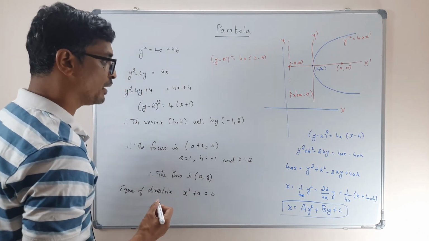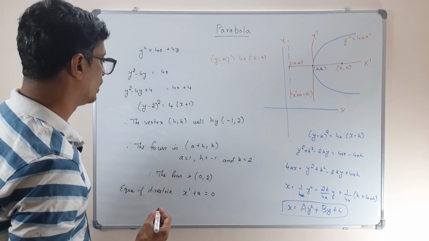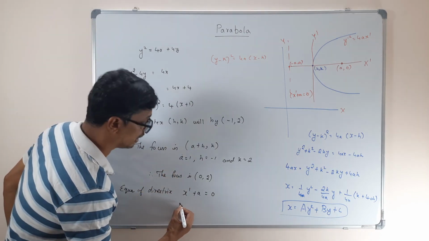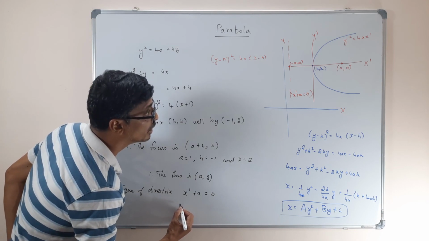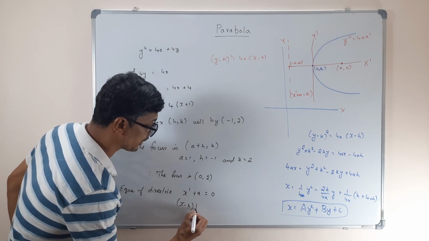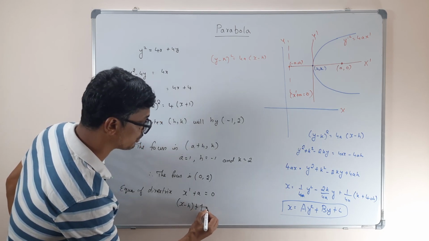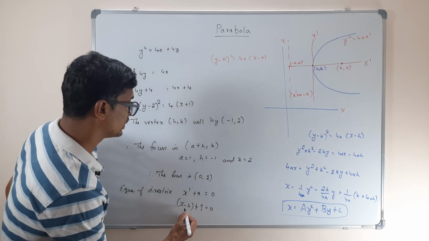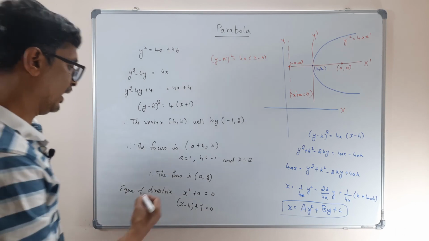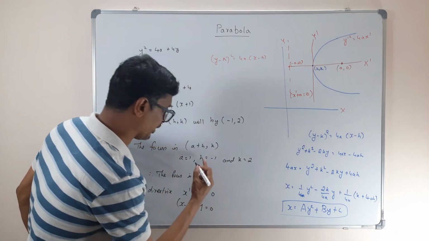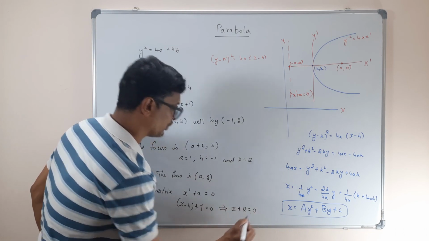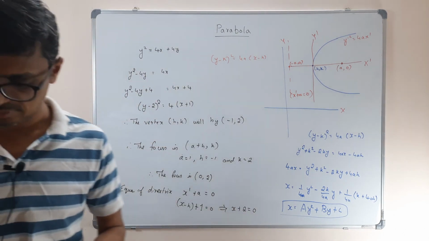So we know x prime is what? x minus h. So x minus h plus a, a is 1, should be equal to 0. What is your h? h equal to minus 1, right? x plus 2 equal to 0. Therefore, this is x plus 2 equal to 0. That's what your equation of the directrix is. Got it?